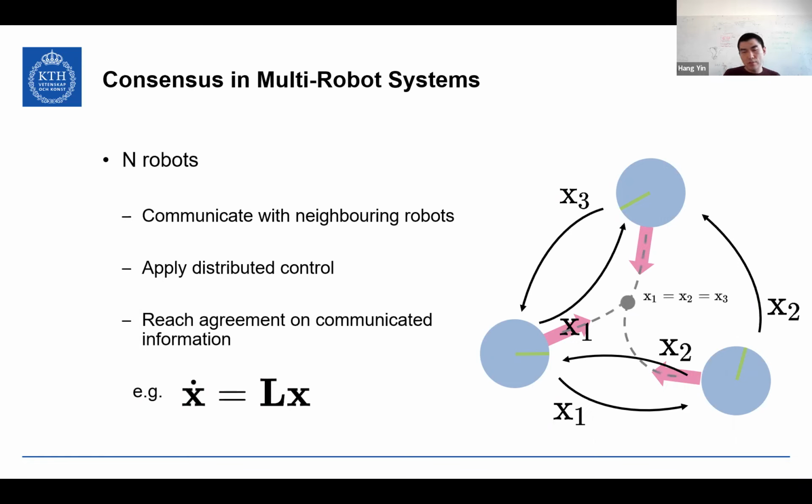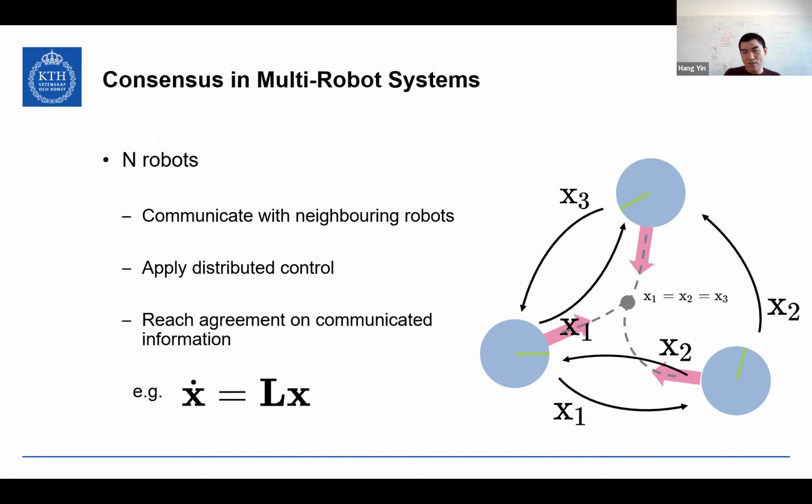So remember the difference from stability: the convergence here is that we don't know what exact point they are trying to converge to. For a linear system, you know that it probably depends on the initial position. But we don't really care about the concrete point these robots are reaching.